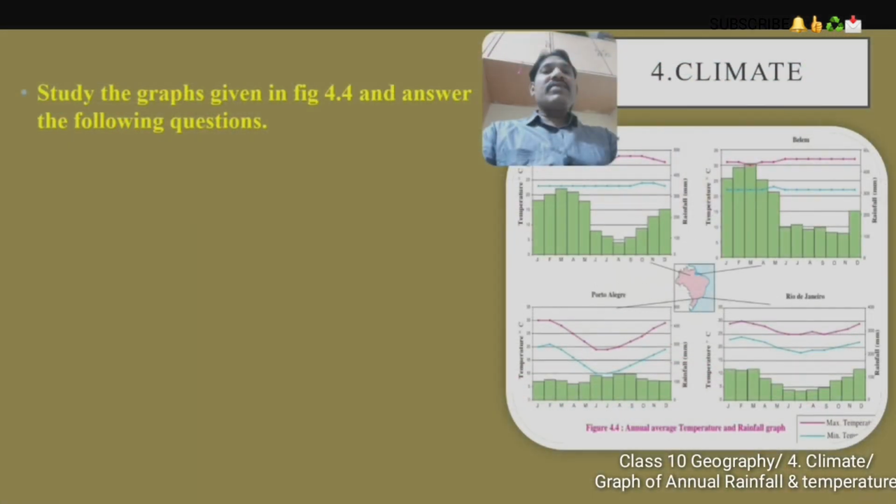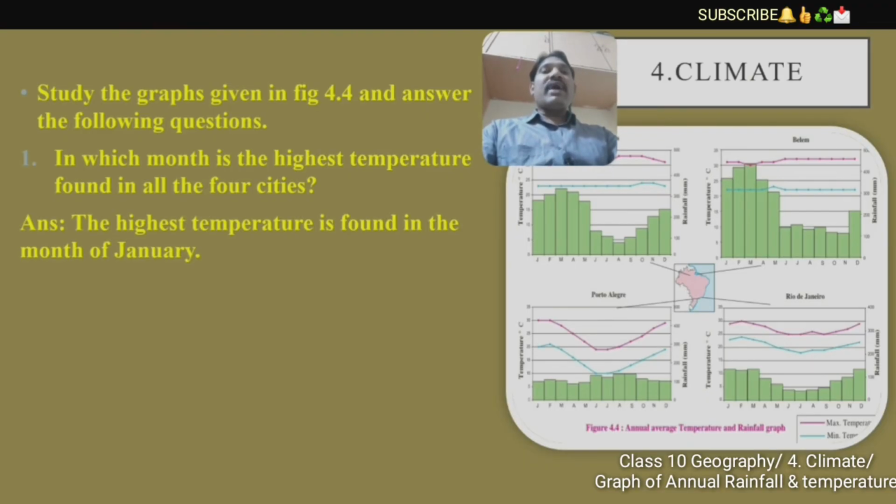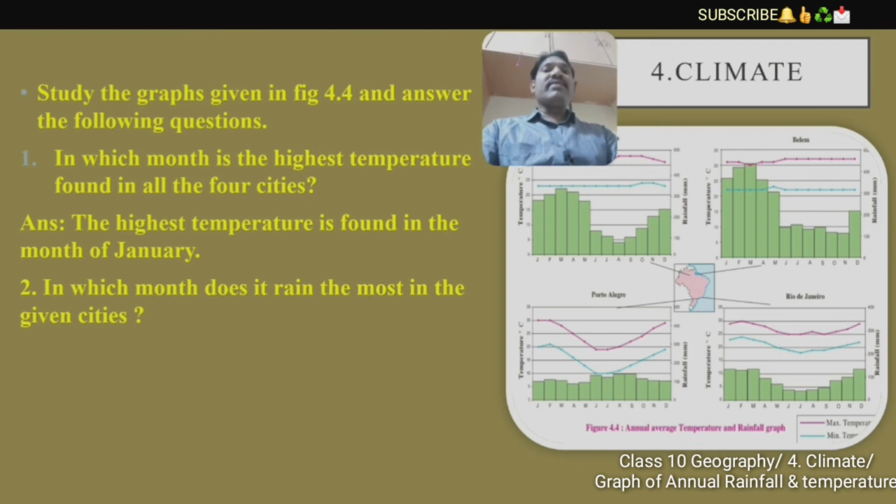Study the graphs given in figure 4.4 and answer the following questions. The first question is, in which month is the highest temperature found in all the 4 cities? The answer is, the highest temperature is found in the month of January. Second question, in which month does it rain the most in the given cities? Answer is, it rains the most in the month of March.